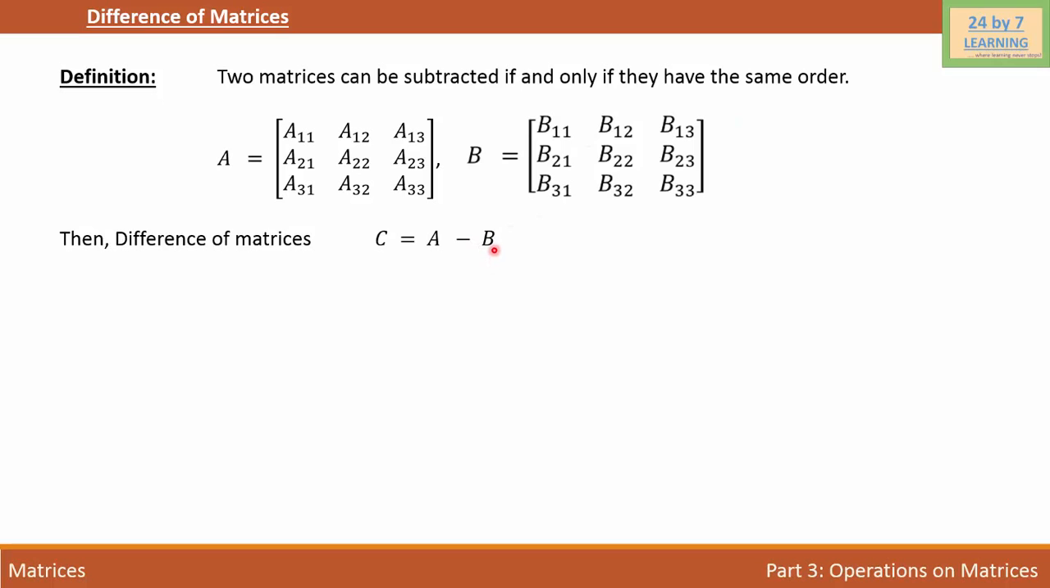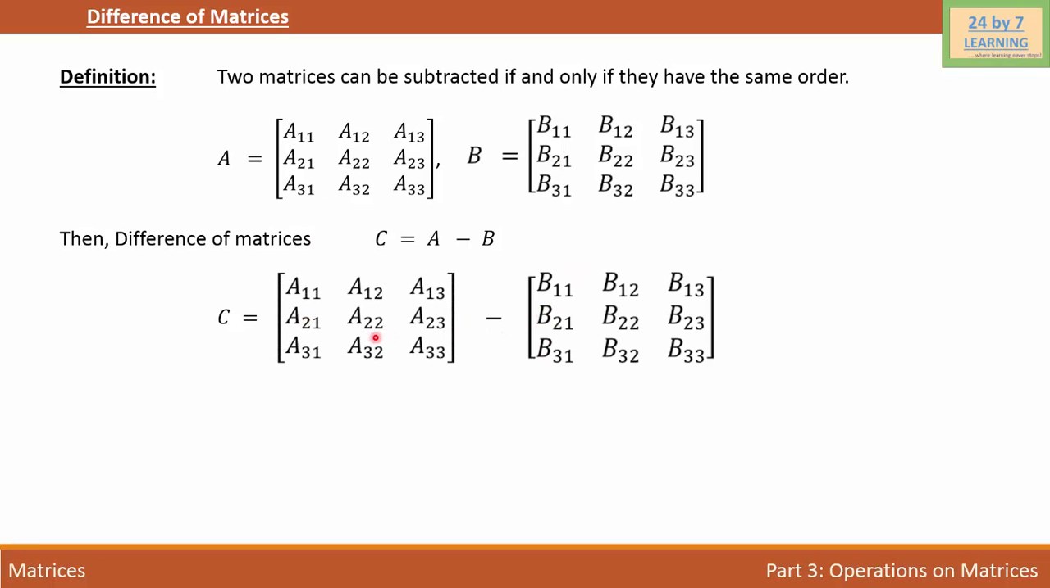So, let's rewrite. We can write C is equal to this matrix A minus this matrix B. As you can see, we have C is equal to matrix A, which is right here, minus matrix B. If we subtract two matrices, we need to subtract the individual elements of the matrices. We will subtract B11 from A11, B12 from A12, B13 from A13, all the way to B33 from A33.